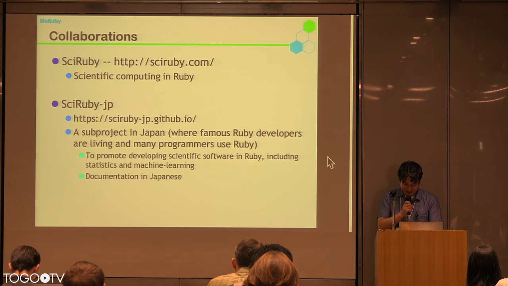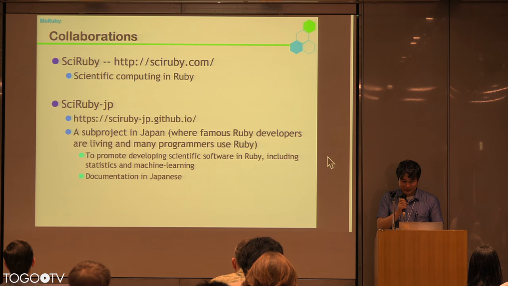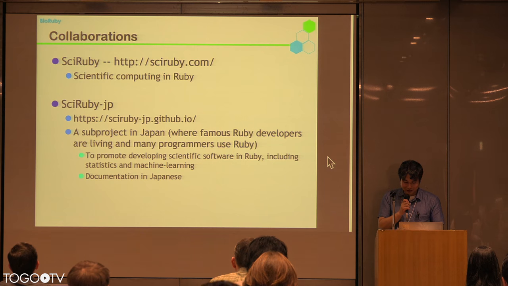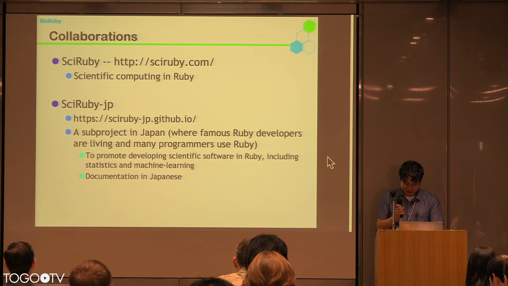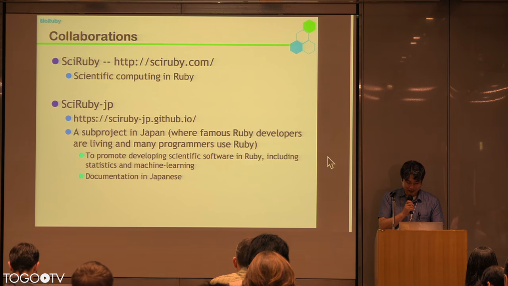And in addition to BioRuby, I'm also participating in SciRuby. SciRuby is numeric and scientific computing for the Ruby language. And SciRuby JP is the Japanese community, because Matz and many Ruby developers are living in Japan. So in SciRuby JP, we promote developing scientific software, including statistics and machine learning.